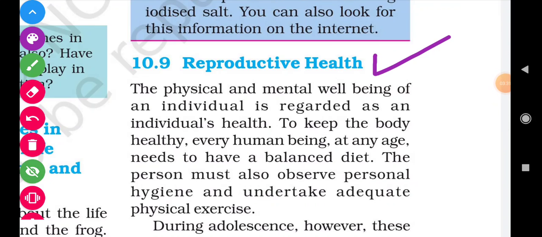The physical and mental well-being of an individual is regarded as an individual's health. To keep the body healthy, every human being at any age needs to have a balanced diet. So in order to have good health, we need a balanced diet, students, as we know. Many nutritional sources are available like cereals, pulses, fruits, vegetables, dry fruits, as well as fats.